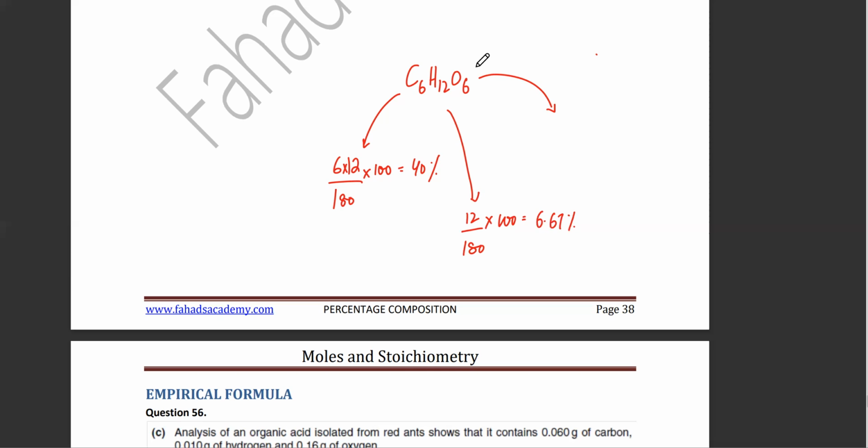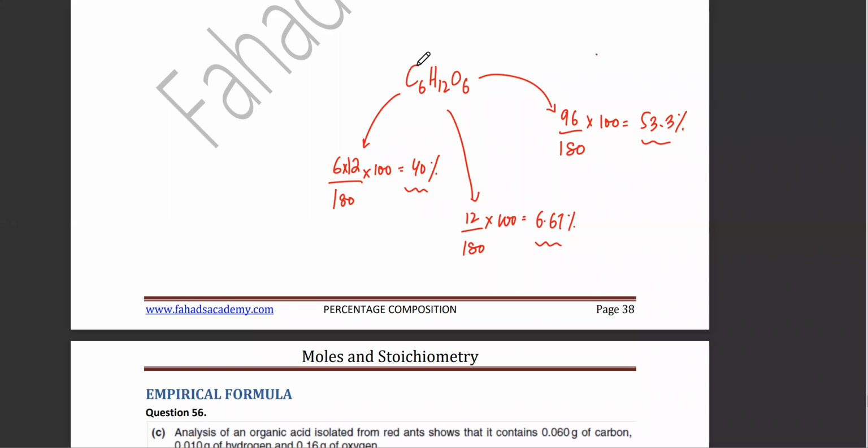And finally, you have oxygen. So there's 6 oxygens. 16 is the AR of oxygen. 16 times 6 is, I think, 96 over 180. उसको into 100 करोगे. What do you get for this? 53.3. So you get 53.3%.